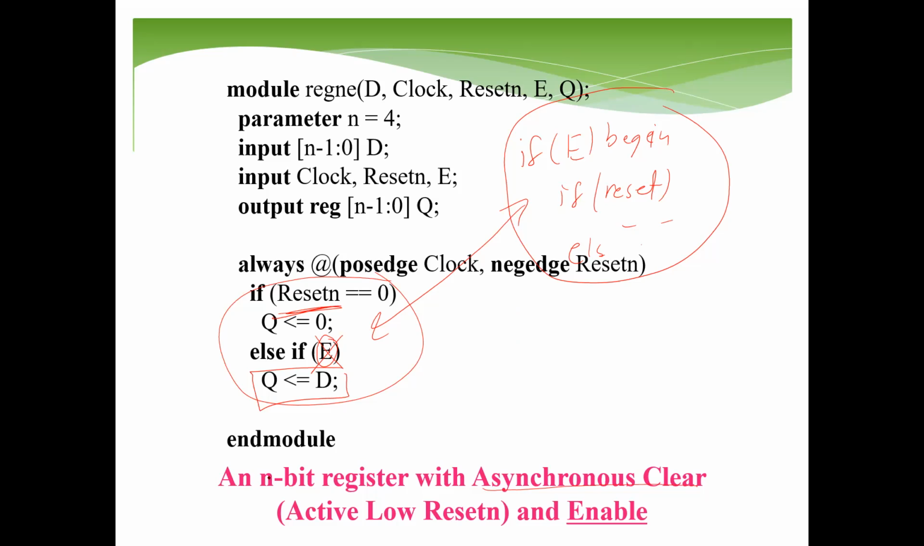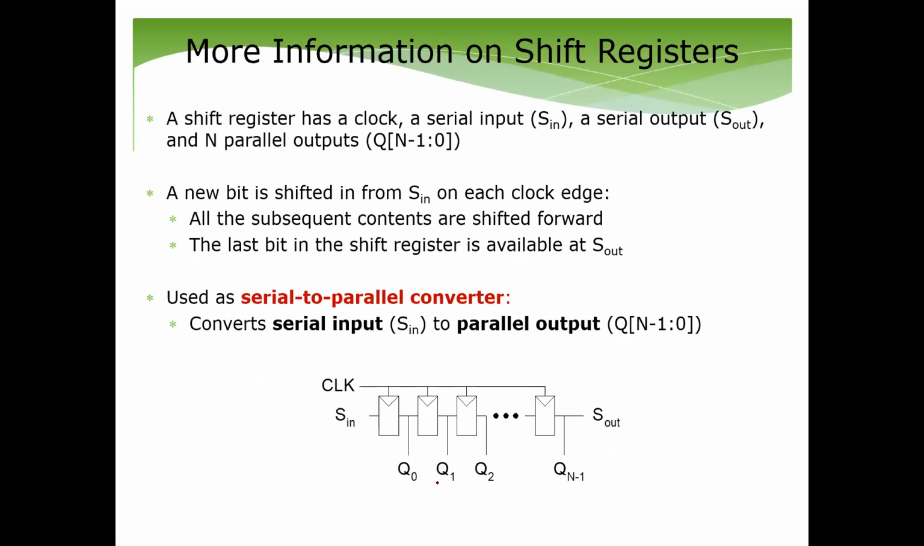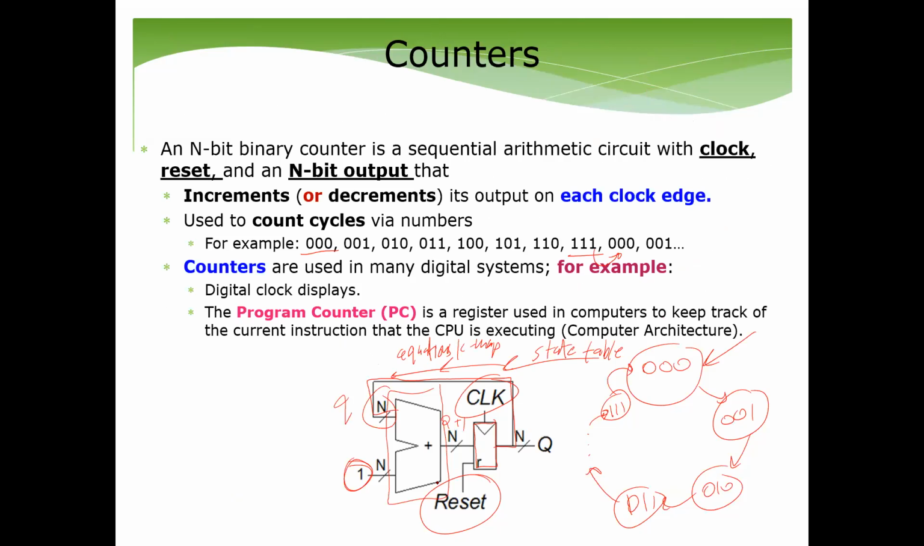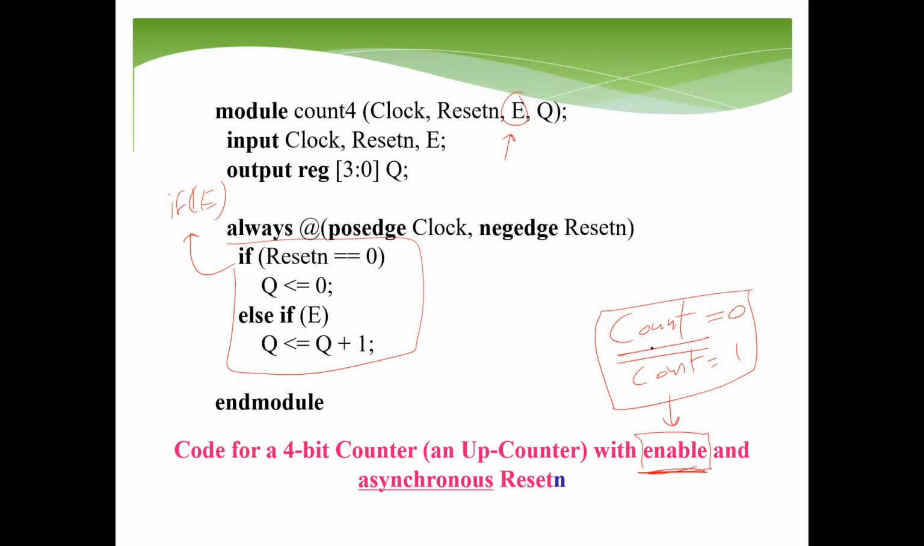So to make it clear so nobody gets confused in the exam: when I say build an n-bit register with synchronous or asynchronous clear and enable, this enable is for the loading. It doesn't have to do anything with the reset. So a reset will have a higher precedence than enable. Same for the counter, as we see here. This enable means count. It's not enabling the whole chip.